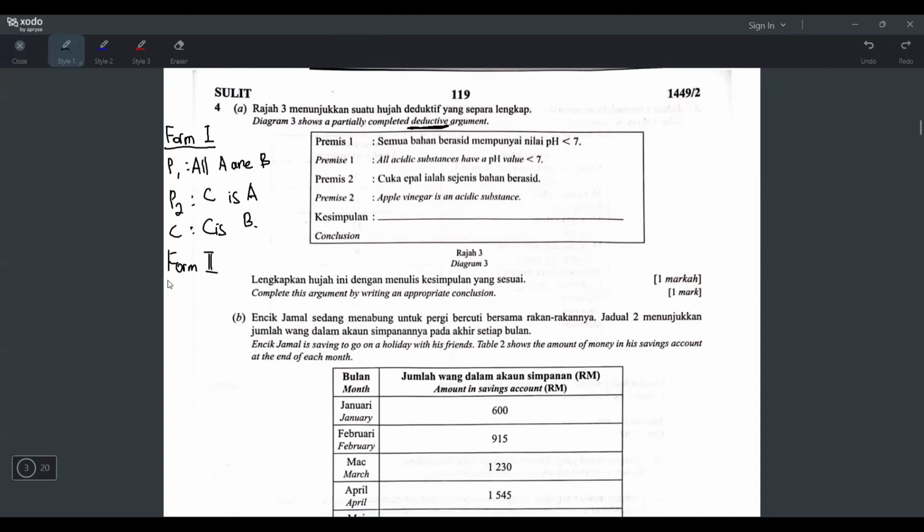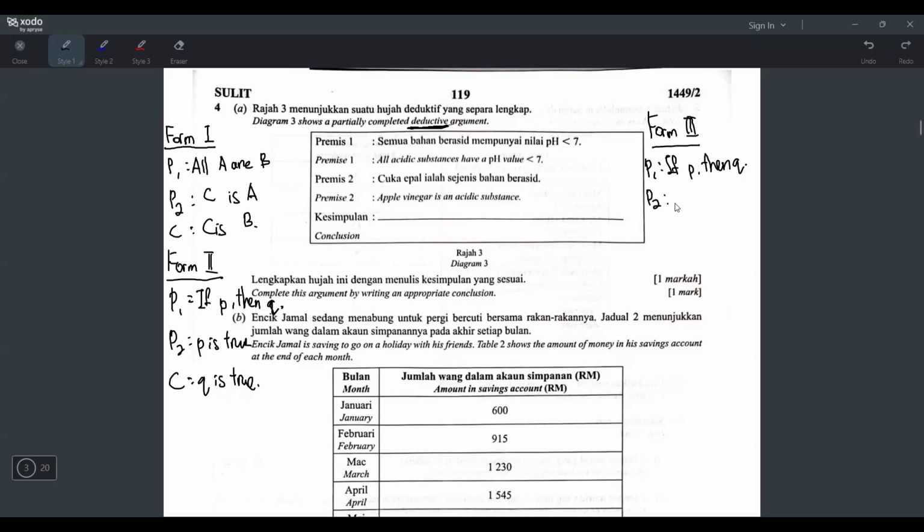Form kedua. So the second form is premise 1 equals if P then Q. They will give you the implication format. If P then Q. And then premise 2, P is true. And then conclusion, Q is true. Now for the third form, premise 1 will be if P then Q, and then premise 2, Q is not true, and then conclusion, P is also not true.